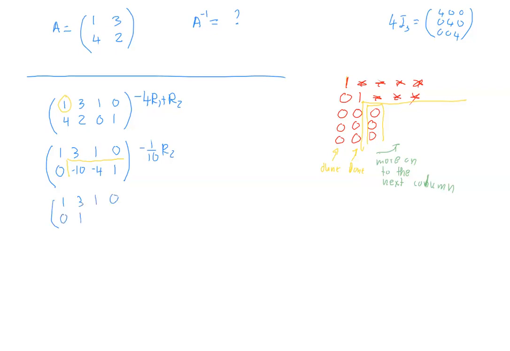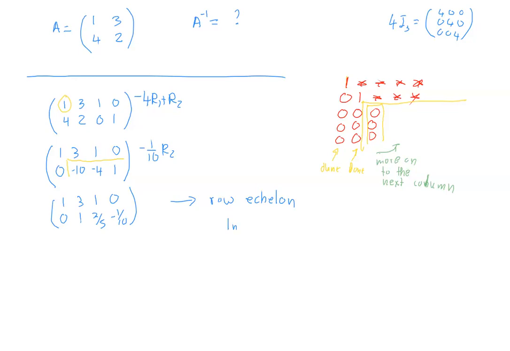0, 1. Negative 4 over negative 10 is 2 over 5. And negative 1 over 10. So far, so good? This is row echelon. We're done. If all you wanted to do was to find the row echelon form, then you're done. That's it. But we will do something extra here.